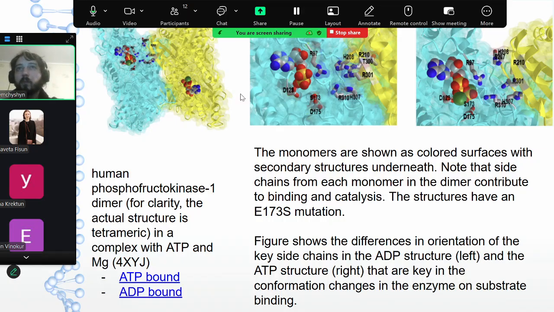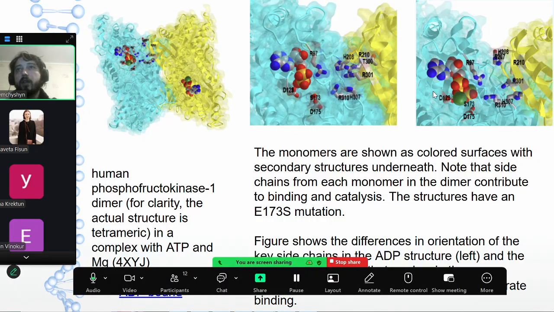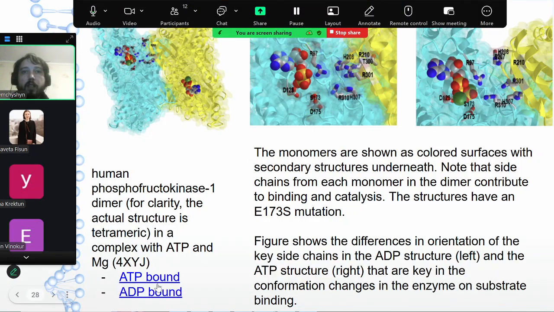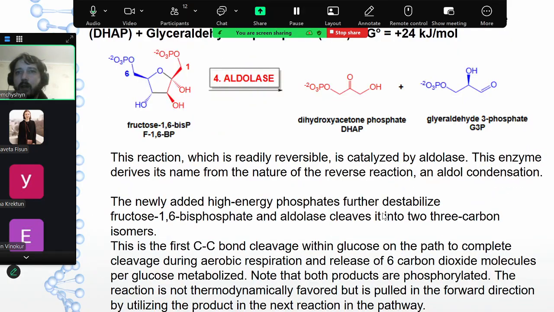Good. Here are some more nice pictures of how everything looks. In this picture only a dimer is shown. Basically it should be tetrameric, but that would clutter everything too much. Once again, I give you some links where you can look and rotate the structure and look in more detail. Good.